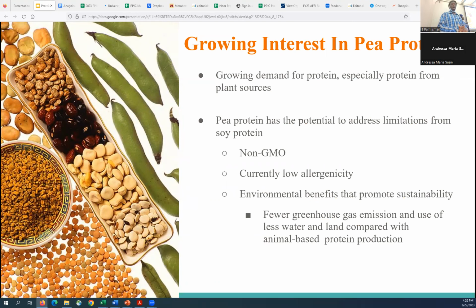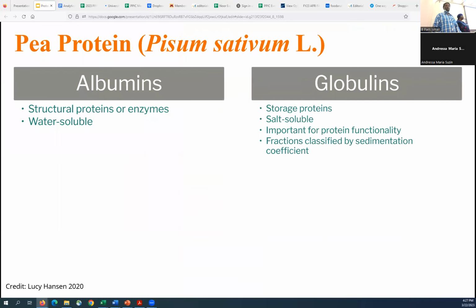Okay. Growing interest in pea protein. There is growing demand for proteins, especially protein from plant sources. Pea protein has the potential to address limitations of soy protein because first it is non-GMO, it has currently low allergenicity, and it has environmental benefits that promote sustainability. Let us talk about pea protein. Scientific name is Pisum sativum.